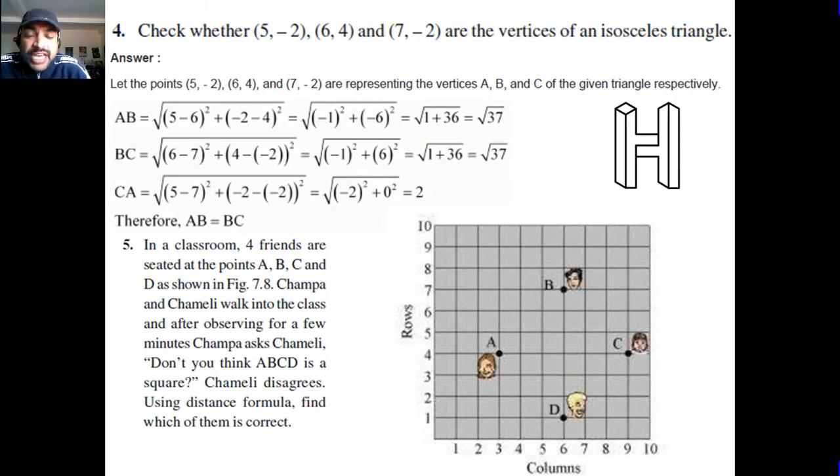Question number 4. Check whether (5, minus 2), (6, 4) and (7, minus 2) are the vertices of an isosceles triangle. AB is under root 37, BC is under root 37 and CA is equal to 2. Therefore AB is equal to BC. So it is an isosceles triangle.